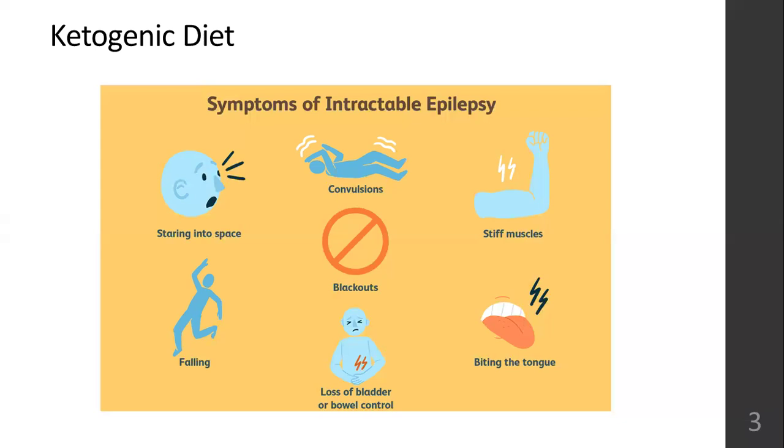Intractable epilepsy had these symptoms. The child will stare into space, go into convulsion, with stiff muscles. When they are in convulsions, they undergo a complete blackout. They don't have any sensory idea of where they are. There is a lack of time awareness. They fall. Sometimes they urinate without control, defecate without control during the convulsions, and bite their tongue. This can happen.